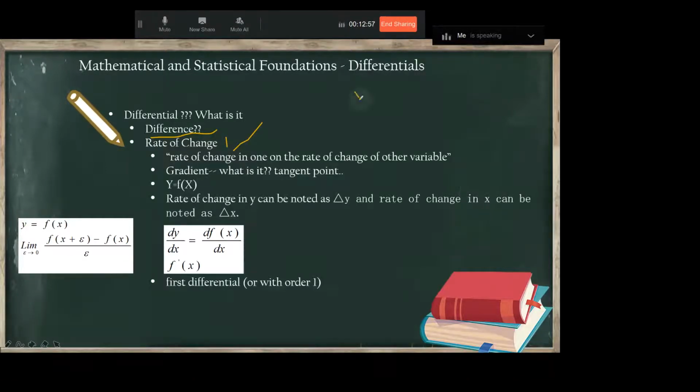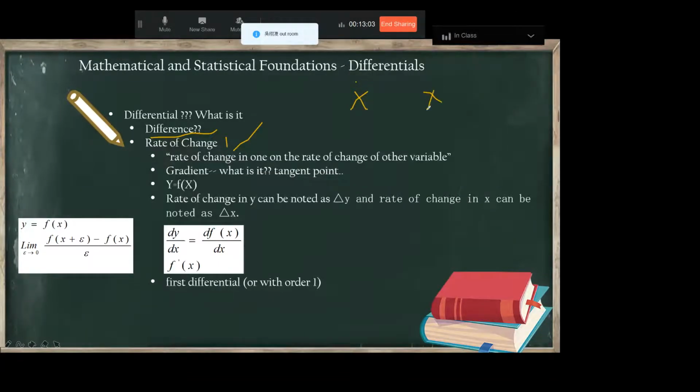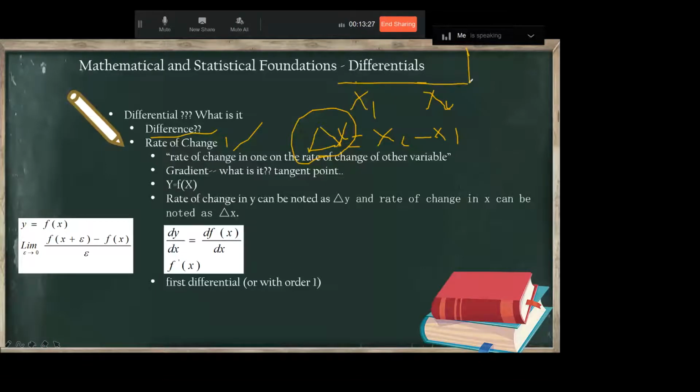For example, if x1 is this point and x2 is this point, what's the difference here? The difference will be x2 minus x1, which we can also denote as delta x, right? So that's the difference. This is the rate of change in x. Similarly, this is on the x-axis, and we can have the y-axis. If this is y1 and this is y2, we can have the rate of change y2 minus y1.